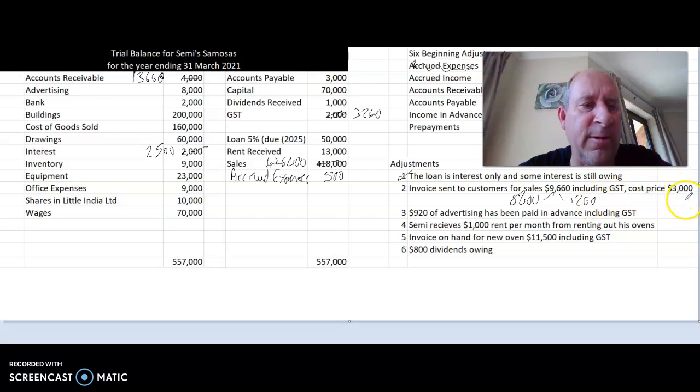Because we sold that, that inventory is going down. So we need to cross it out here. And our inventory goes down 3,000 because we've sold $3,000 worth of inventory. Where is the other half of this? Where does the cost of goods sold go? It gives it away, eh? So we're going to add it on.